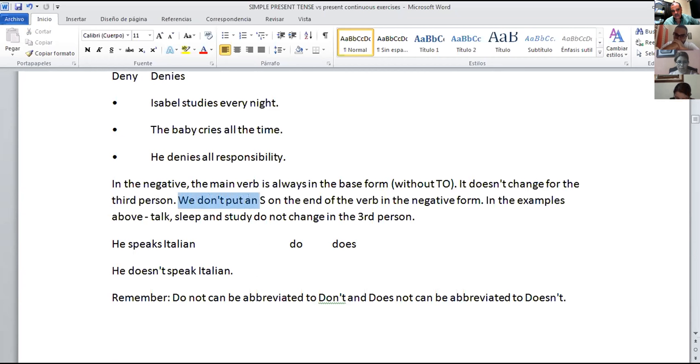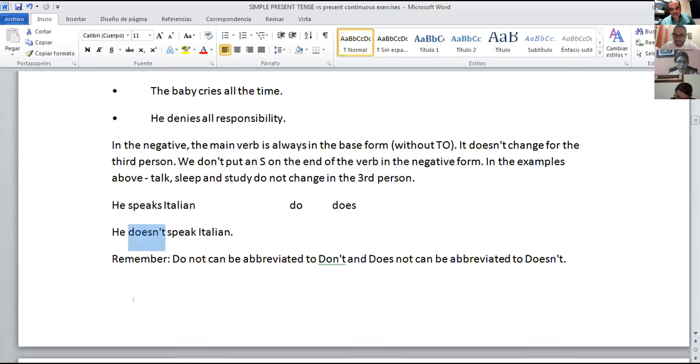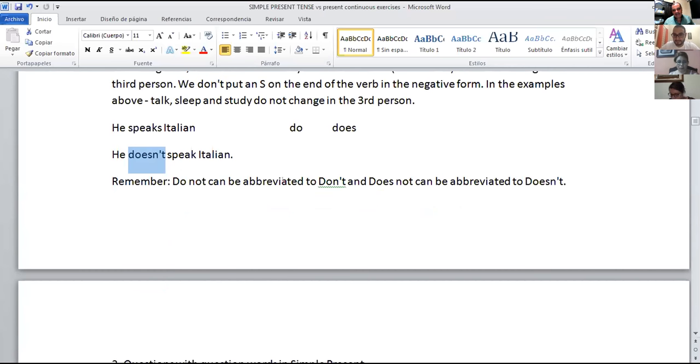We don't put, nosotros no ponemos una S al final del verbo in the negative form, en la negativa. ¿Por qué? Porque el verbo does ya está conjugado en tercera persona. El verbo es do, para I, you, we, they. Pero para he, she, and it, la conjugación es does. Como utilizamos este auxiliar en la negativa, ya el verbo auxiliar ya está conjugado. Es por eso que el verbo principal va en su forma base, sin agregarle la S, porque la S ya está agregada en el doesn't. ¿Está claro? De igual manera, do not can be abbreviated to don't, and does not can be abbreviated to doesn't.